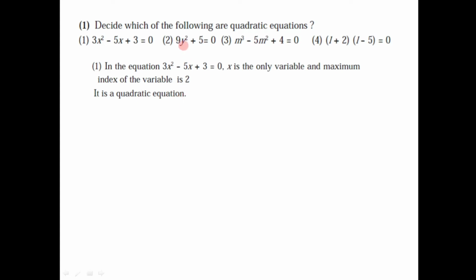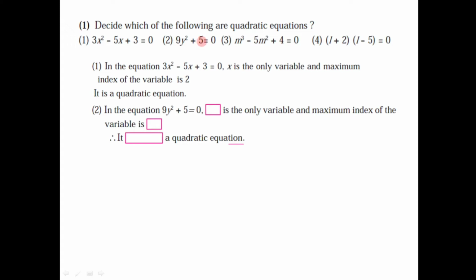Let us have the second example. 9y square plus 5 is equal to 0. Now for this equation, first of all, we have to find the variable. So here y is the only variable in this equation, and as we can see, the maximum index of the variable y is 2. So both the conditions are satisfied in this equation. That's why it is a quadratic equation. 9y square plus 5 is equal to 0 is a quadratic equation in variable y.